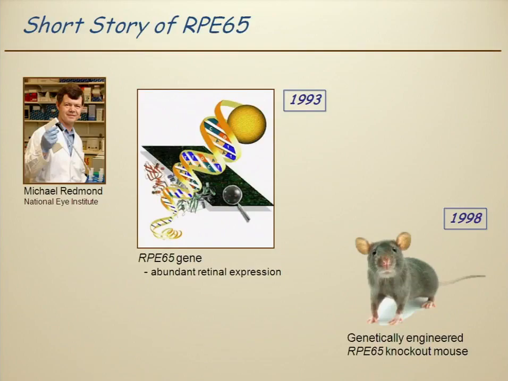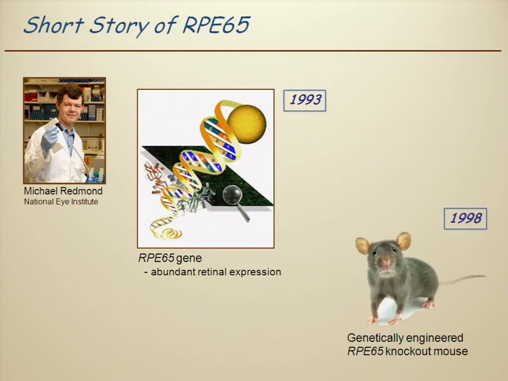About a decade and a half ago, Mike Redmond, working just across the street in a laboratory in the National Eye Institute, was looking at the proteins that are abundant in the retinal pigment epithelium, RPE, and there was one with a molecular weight of 65, so it gets the name RPE65 protein. Cloned the gene for it, and everybody admired his technical prowess. He's got a new gene. What does it do? Nobody knew.